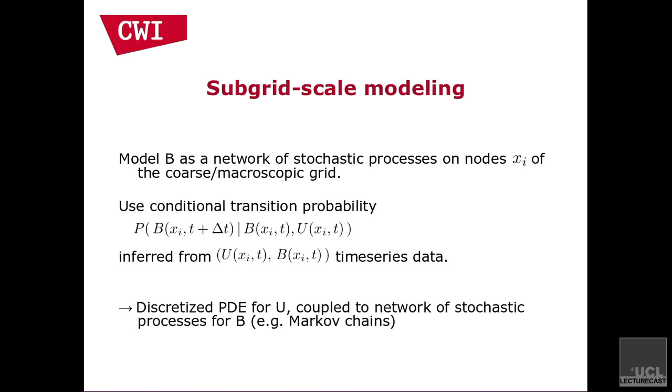In general, the framework that Dan has developed with the students for this problem is to replace this subgrid scale source term with a stochastic process for each large scale node xi, and we model this as a conditional transition probability. So the probability of B at the next time step depends on the observed values of the previous time step. The form of this is then inferred from the available data.